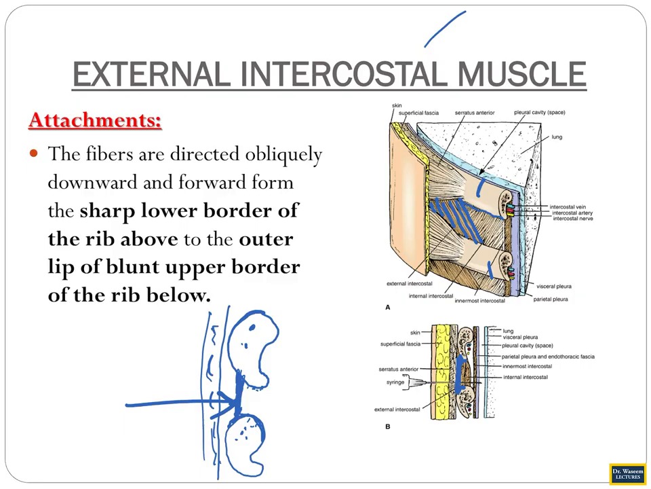These fibers, I am showing you a cut section, but when they are running like this, obliquely downward and forward, from the sharp lower border of the rib above to the outer part of the outer lip of the blunt upper border of the rib below. So you can see this also, and you are already watching the fiber direction.